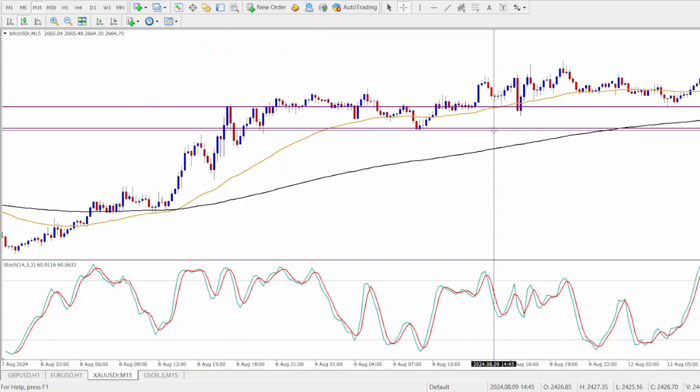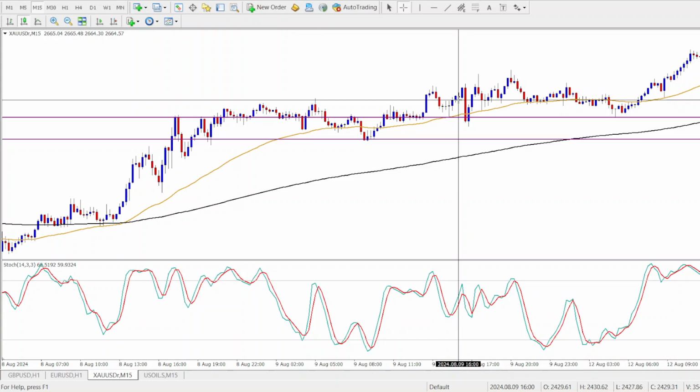And then you might want to avoid choppy markets. When the price is moving sideways with no clear trend, it is best to avoid trading. You want to wait for strong trends to form before entering any trades at all, because in a choppy market, the chances of false signals are quite higher. So wait for a clear trend to form before you enter any trades. That's very, very important.